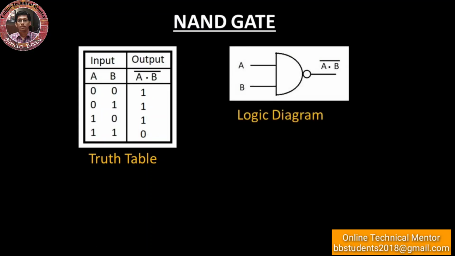So this is the logic diagram of NAND gate. It has two inputs A and B, and the inverting operation, or you can say the NOT operation, is represented by a circle in front of the AND gate. First it will do the AND operation and then it will complement the result.